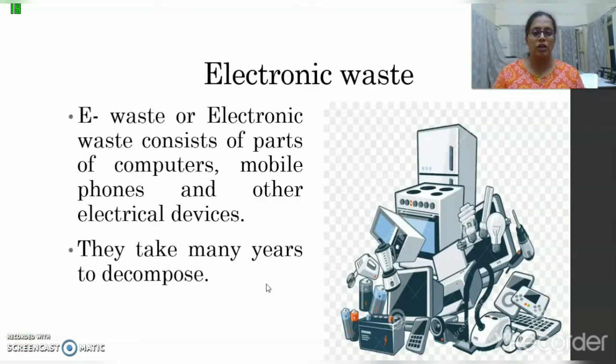Children, now let us talk about electronic waste, or what we usually call e-waste. E-waste, or electronic waste, consists of computers, parts of computers, mobile phones and other electrical devices which are usually not repairable at all, they are out of order. These all come into electronic waste, or e-waste, and they also take many years to decompose.